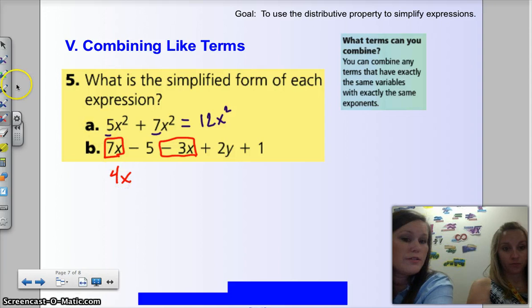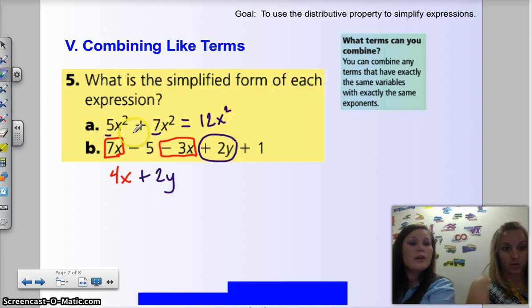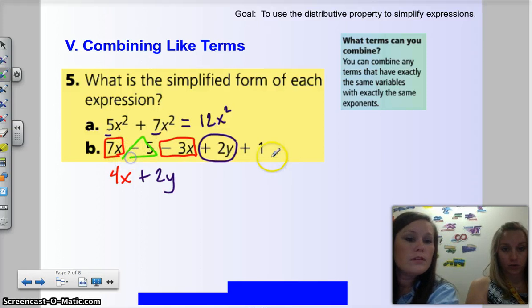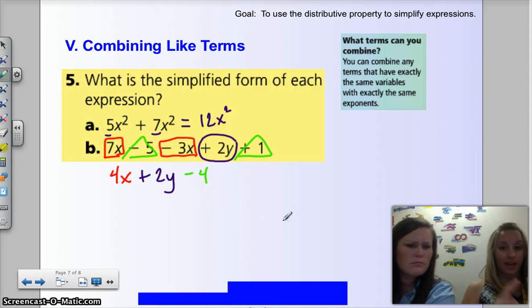Now I'm going to deal with the y. I only have one y term, so that's just plus 2y. There's nothing else there to combine it with. Then the constants in the green, which hopefully you can still see. That's supposed to be a triangle, and it's supposed to include the negative. So negative 5 plus 1 is negative 4. So that's my final answer. Again, can you combine x and y? No, they're different variables.